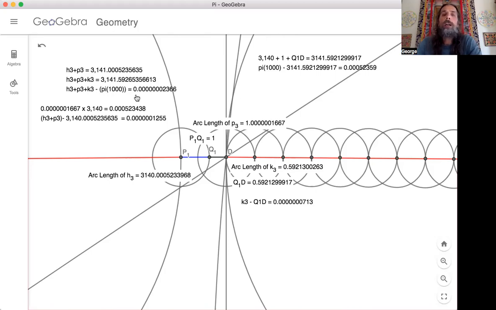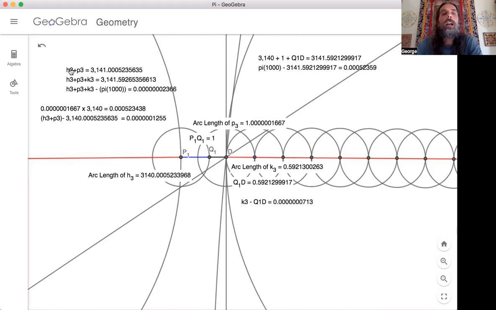Okay, so I want to just talk about some of these calculations up here. And so what I did was I took, and I can't do the subscript here, but H3 plus P3, which is this arc length plus this arc length. And, oh, did I mess up on that calculation? Maybe I forgot to add that. Oh, no, sorry, I did add that one in. I added in 3.141. That should have that 1 in there. So what did, oh yeah, that's right. Sorry. Bear with me. Okay, so 3140.00263.